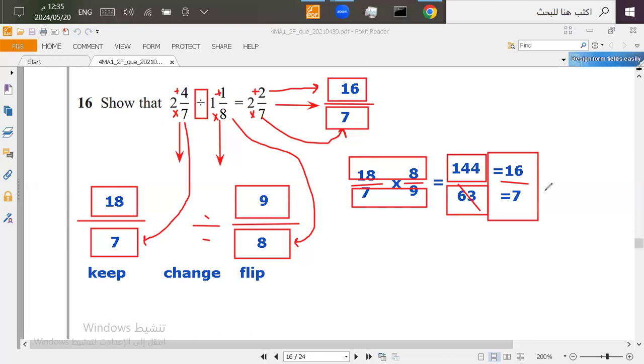This means that this one is the same as this one. And this is how you answer a question like this. Now, let's move on to the next question.